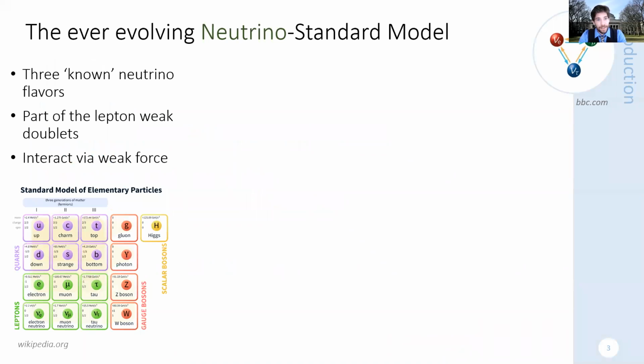And with that, let me go right into the neutrino physics. I'll keep it brief because I know we're all accelerator physicists, but it's always nice to know where the technology that we're designing will be applied. And so in the neutrino standard model, there are 3 known flavors. They're part of the lepton-weak doublets. And here on the bottom, you can see a picture of the standard model of particle physics. And here you can see the 3 neutrinos and their respective partners, the electron, muon, and tau. And those interact through the weak force with each other.